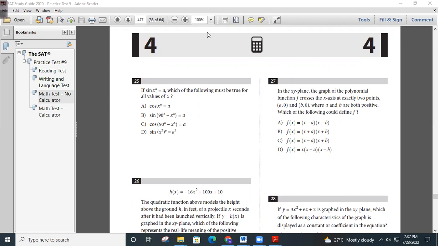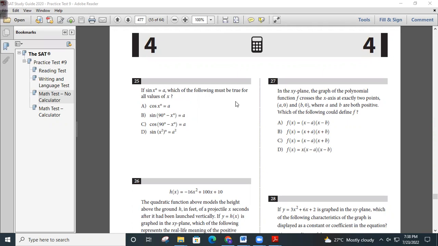You will get one question based on trigonometry in SAT. If you know rule 1, rule 2, rule 3 and Pythagorean triplets, you can solve any question based on trigonometry in SAT. So what is the question? They said that sin x is a. Which of the following must be true for all values of x?